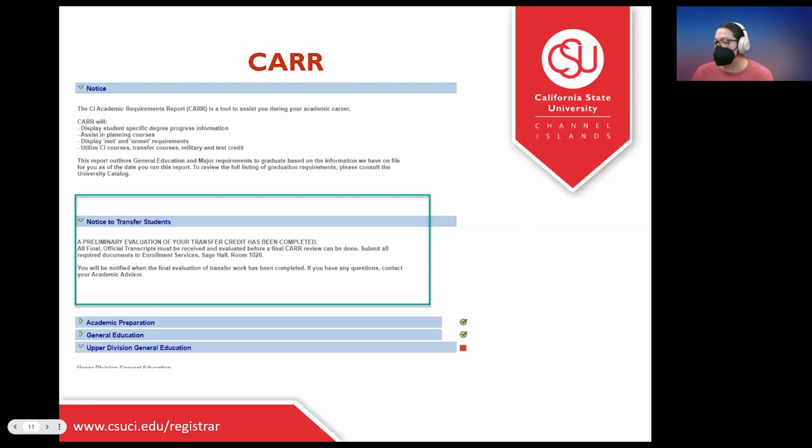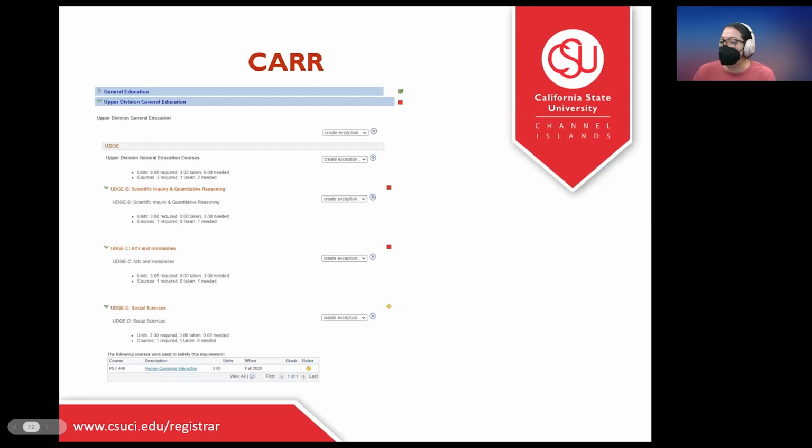At the top of your CAR is where you can view the notices that Rachel discussed. And it outlines all the requirements that you need to take at CI in order to graduate. This includes GE, all your graduation requirements that are specific to CI, and everything in your major and minor. A green circle in your CAR means that the requirement has been met. A yellow diamond means it's in progress, and anything with a red square means you're missing it. So you still need to take this course.